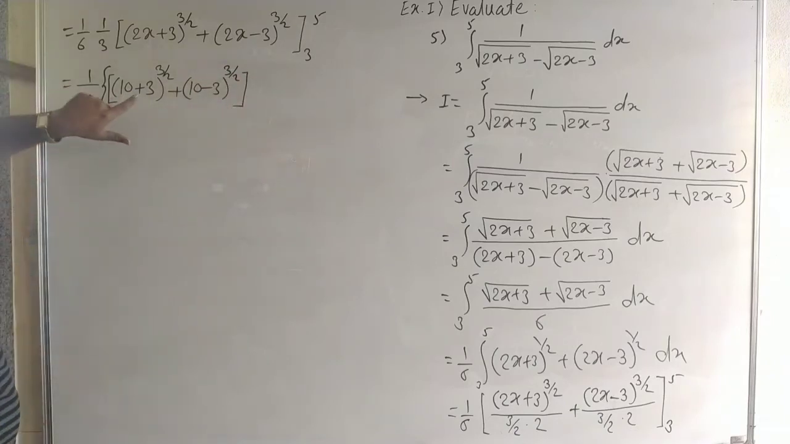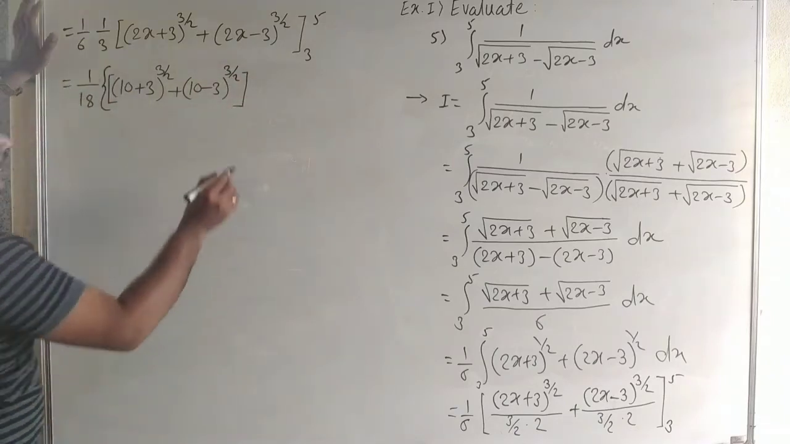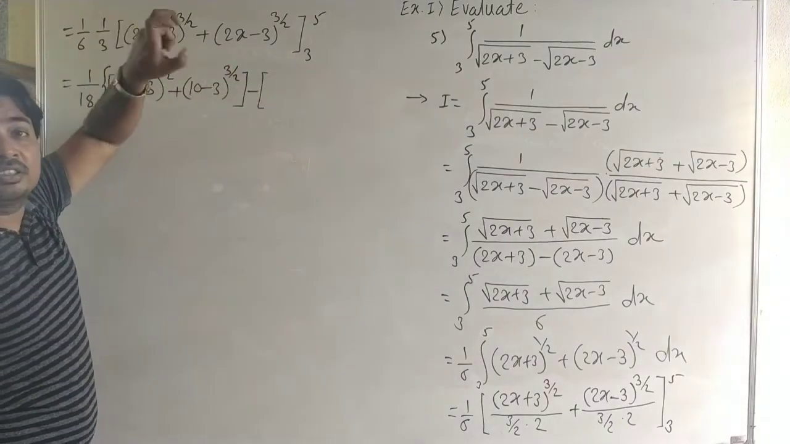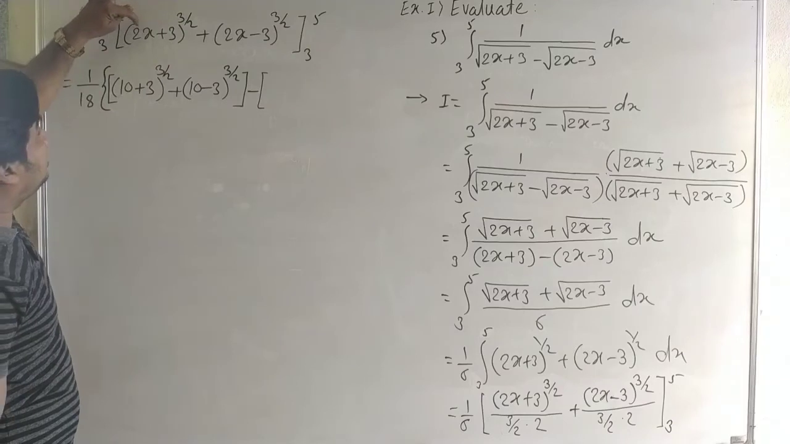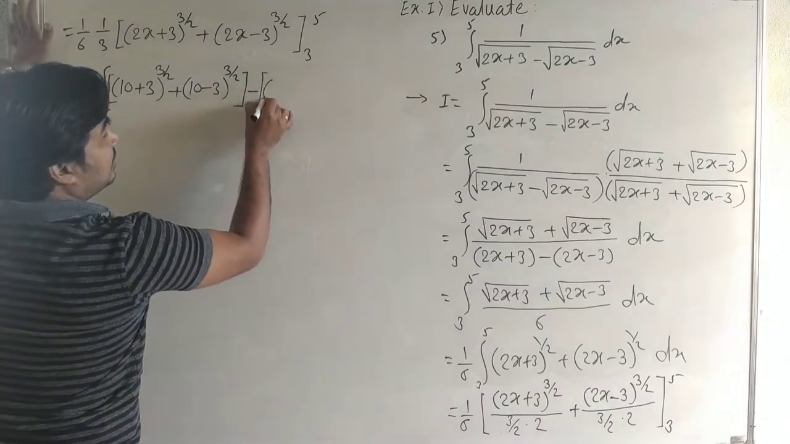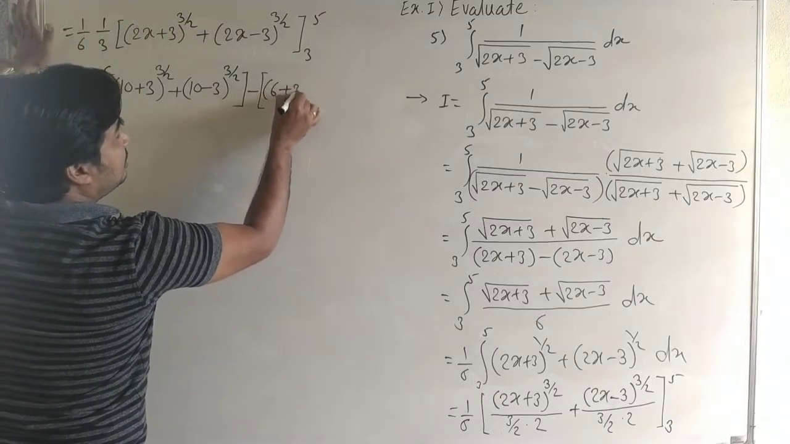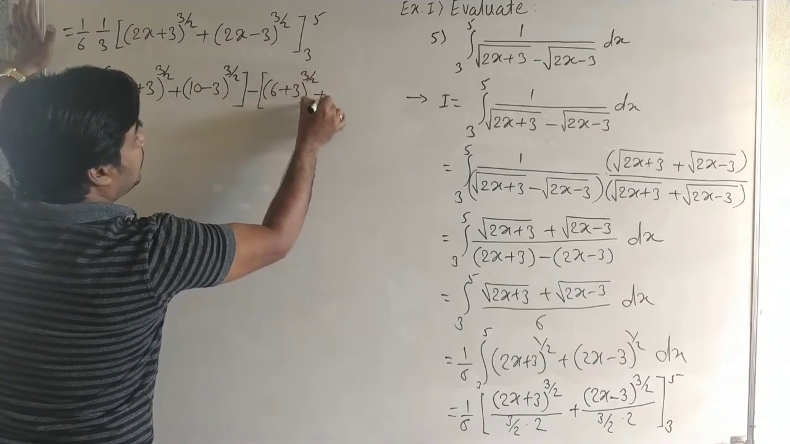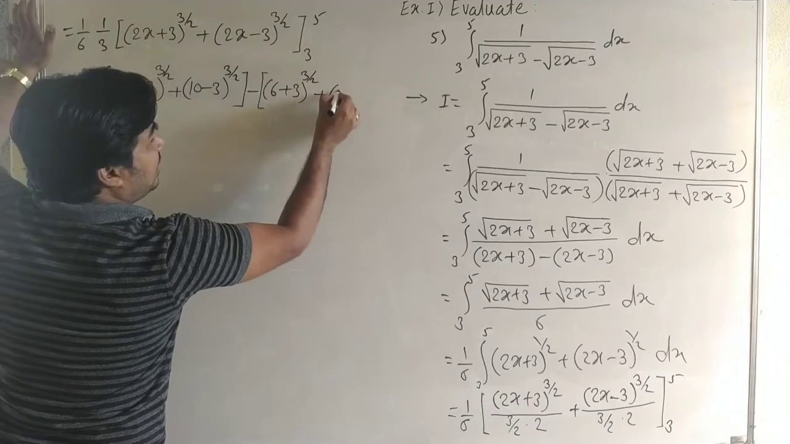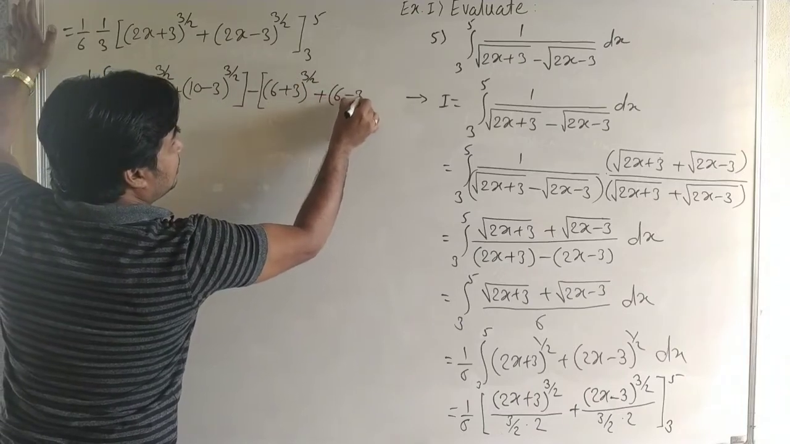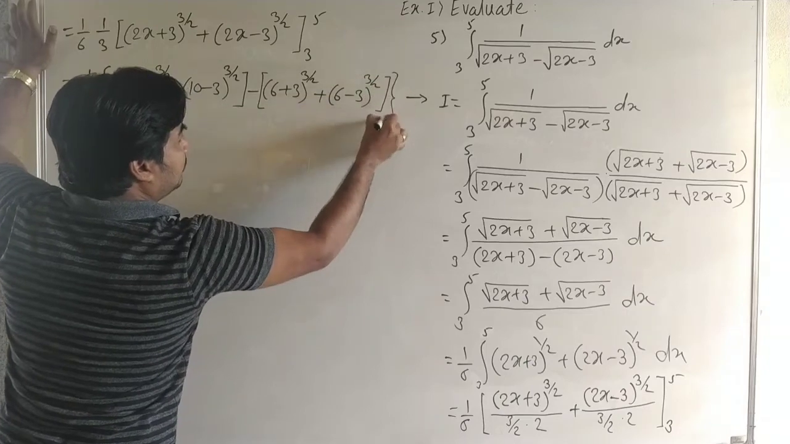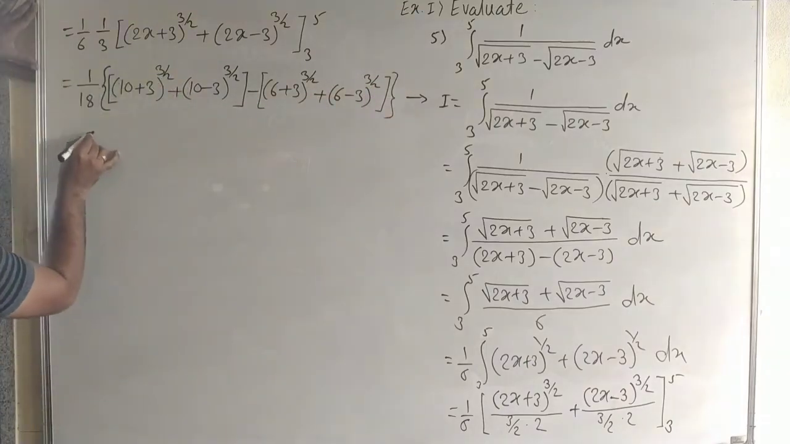Okay, here we put the upper limit, x replaced by 5, now minus lower limit, that means x replaced by 3. Okay, it is 3 into 2, 6, it is 6 plus 3 to the power 3 by 2, plus again 6 minus 3 to the power 3 by 2. Okay, now it is 1 by 18.